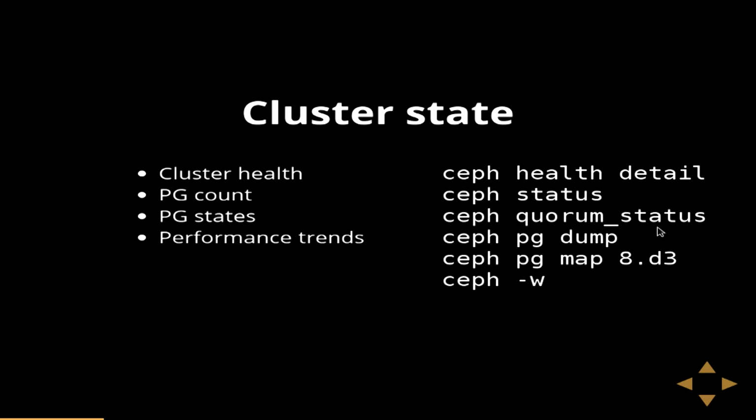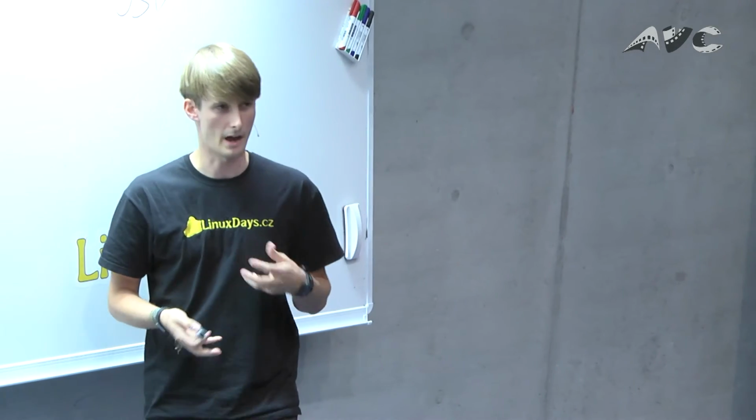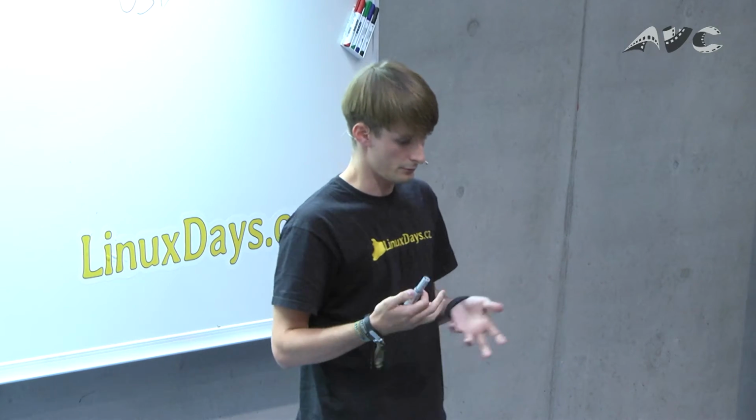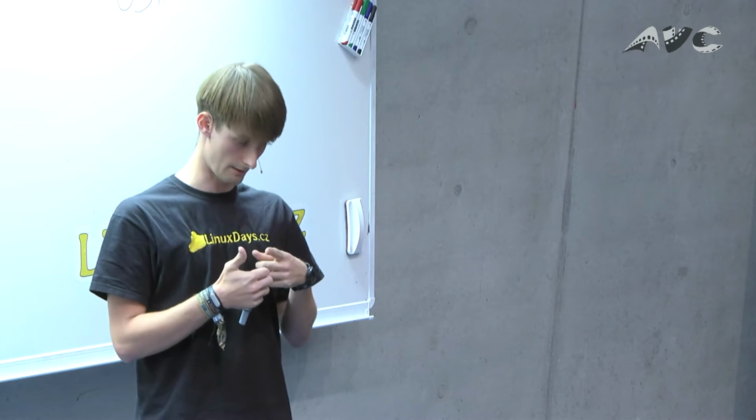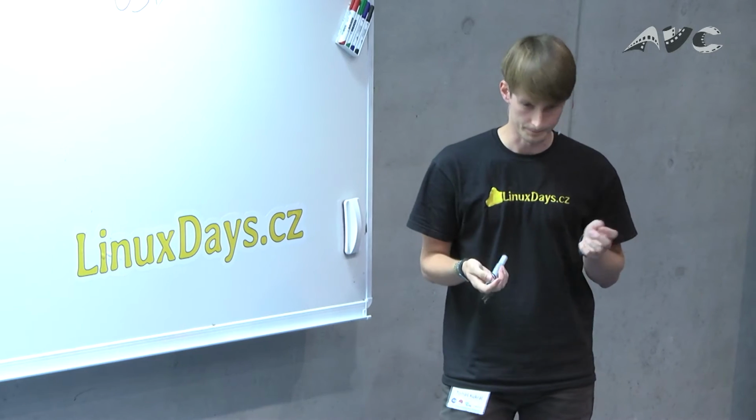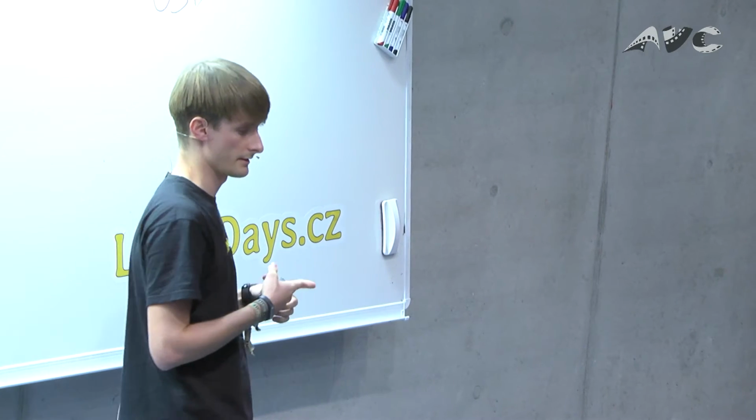The next thing is the placement group, abbreviated PG. The placement group is something like an inode for a file system. It's used to connect your data with the place where it's stored. And you would like to ensure that there is the right number of placement groups. It shouldn't change on its own. And you want to know that the placement groups are in active and clean state. You will see it on later slides.